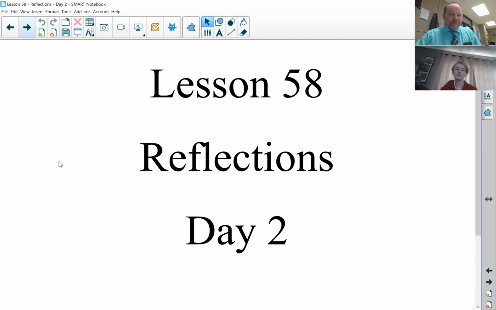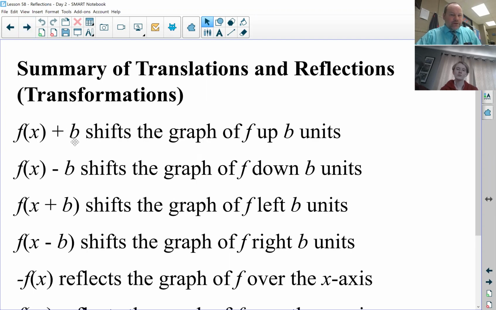So to this point, we've had the following translations or transformations. Just as a review, if we add b outside of the function, that shifts us up. And if we subtract b outside, that shifts us down. Adding b shifts to the left if it's inside. Subtracting b shifts to the right if it's inside.